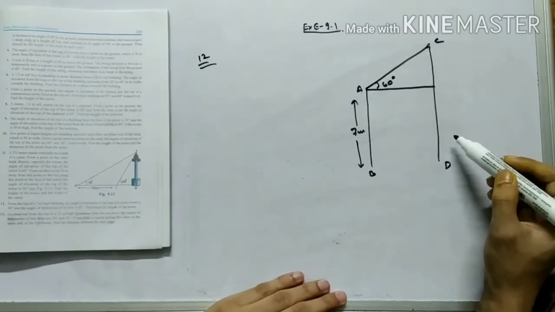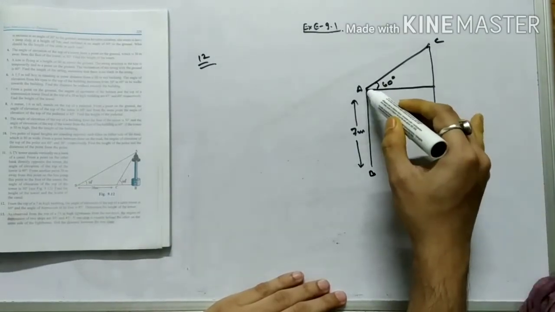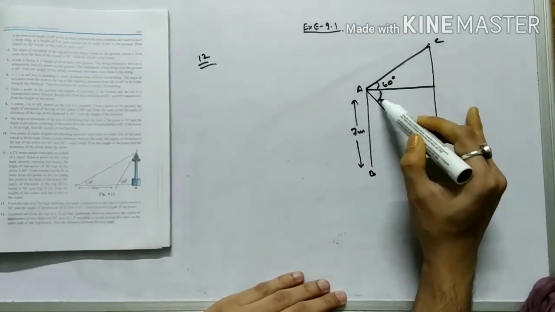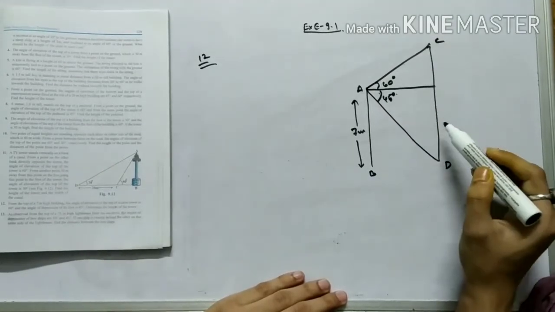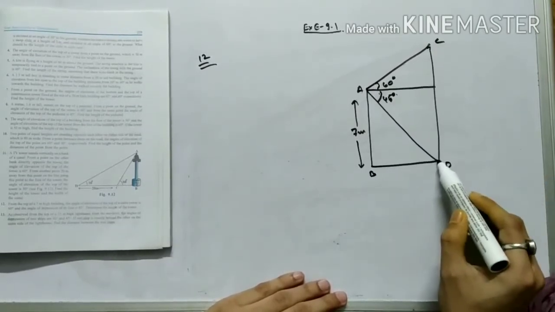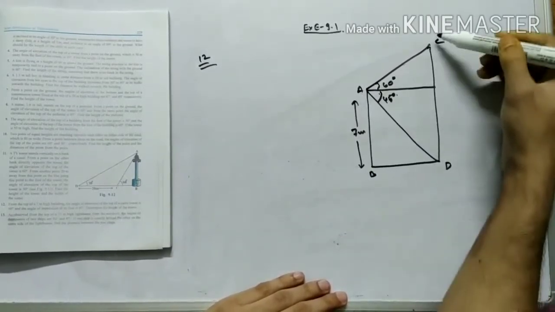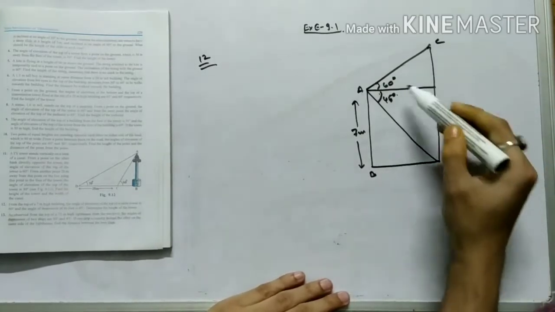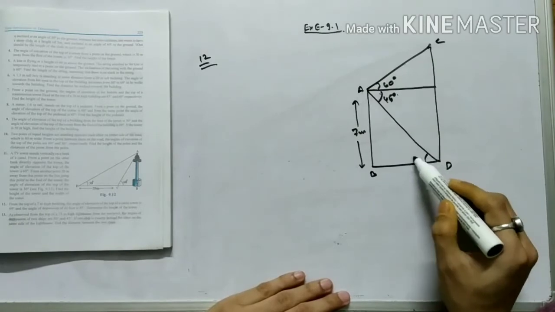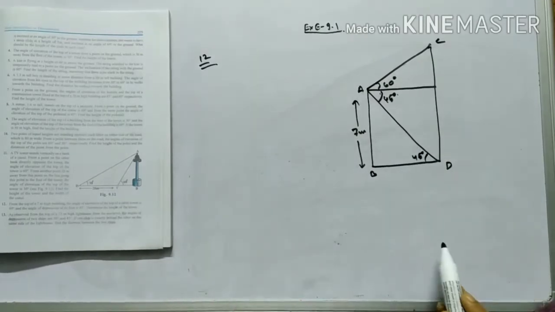And the angle of depression of its foot, this is the angle of depression. The angle of depression is 45 degree. Determine the height of the tower. This CD I have to find. So if this is 60 degree, this is 45 degree, then this angle will also be 45 degree.